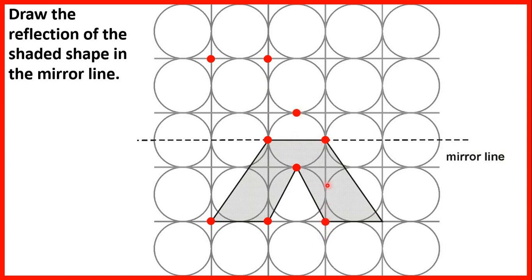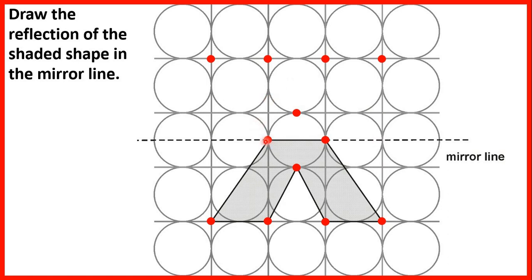Then for this point here, that's down a half and then another 1, so we can go up a half and then another 1. And then this point here again is down a half and then 1, so we go up a half and then 1. Now all we need to do is connect our corners.